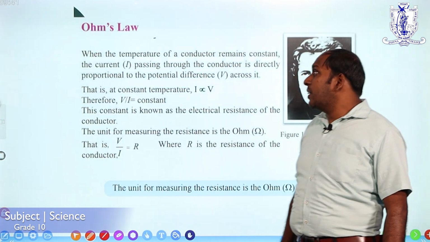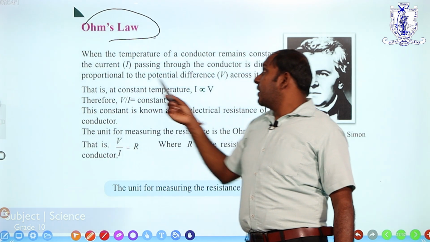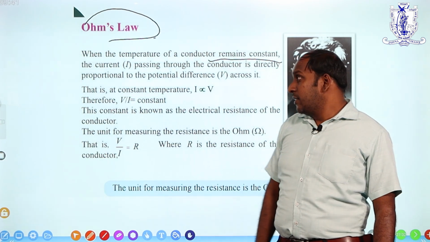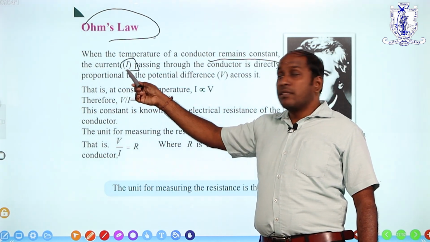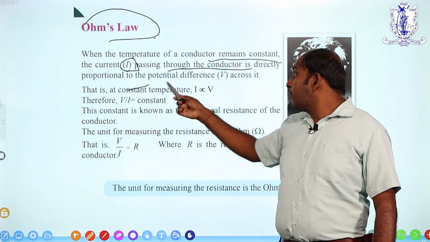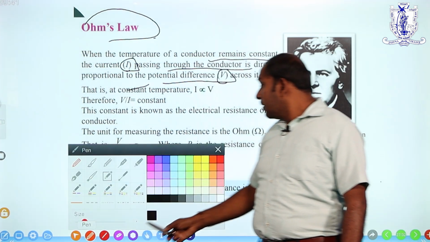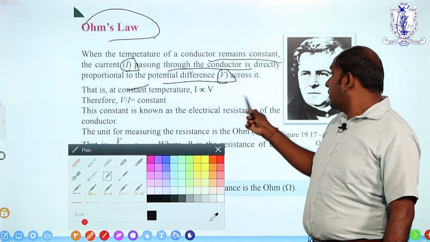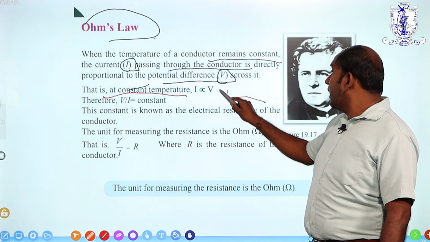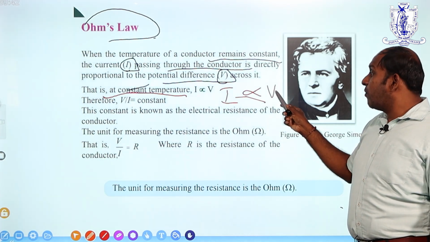Ohm's law. This is the important thing. Ohm's law states that when the temperature of a conductor remains constant, the current I, the current symbol is I, passing through the conductor is directly proportional to the potential difference, V. That is at a constant temperature, important. I is proportional to V. I mean the current is directly proportional to the voltage.